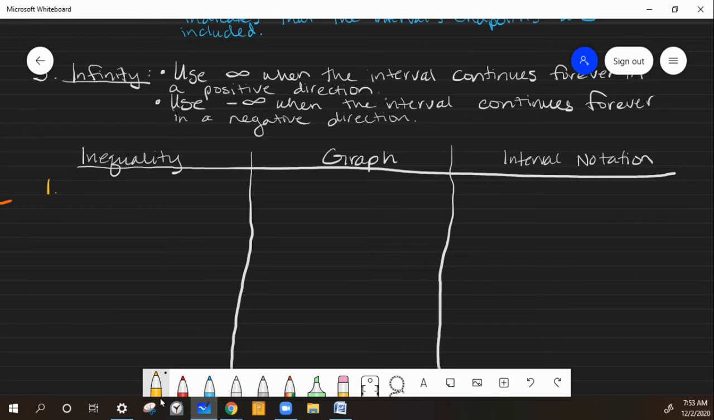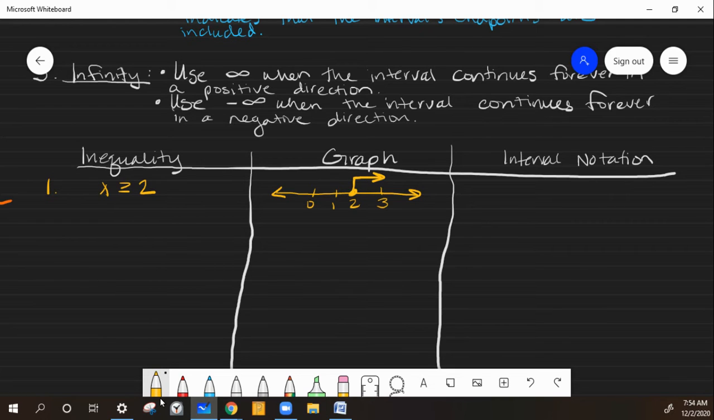So here we go. Inequality: x is greater than or equal to 2. Cool. Let's graph it. We know how to do that. Here's 0. Here's 1. Here's 2. Here's 3. It will be a closed circle on 2, and it's everything going to the right.